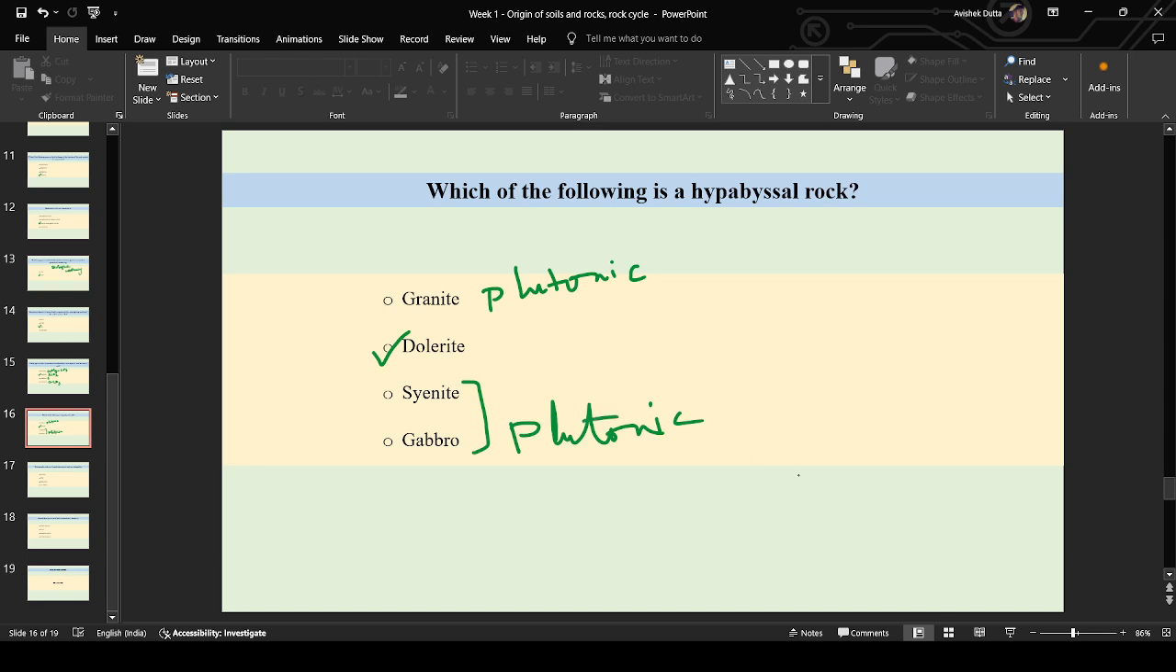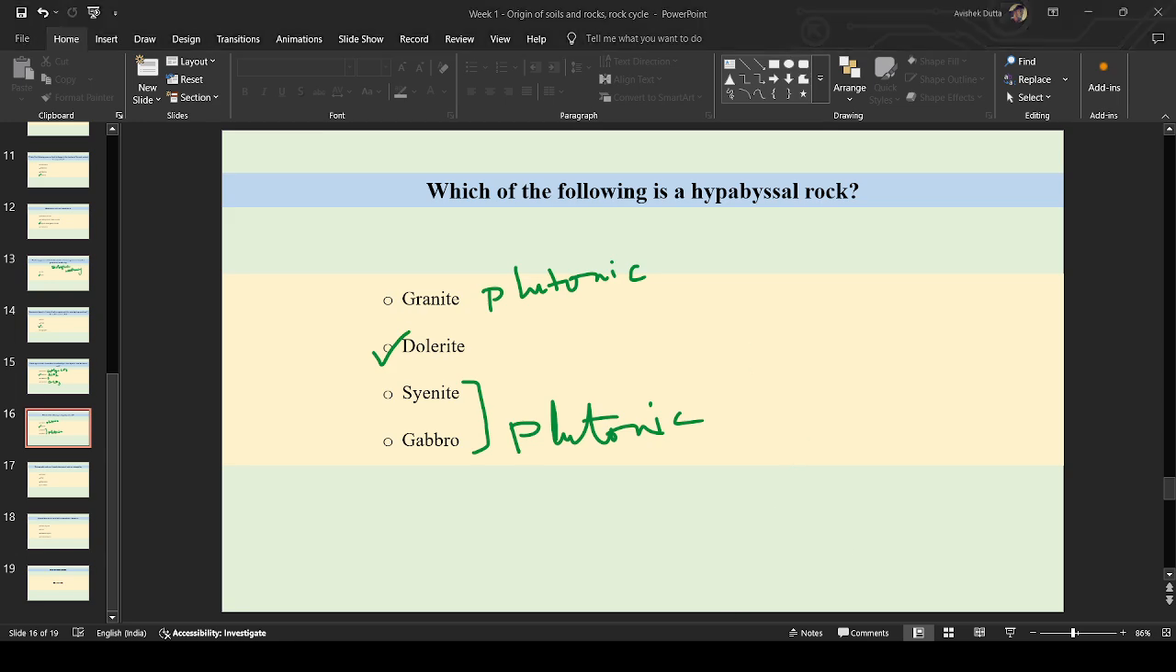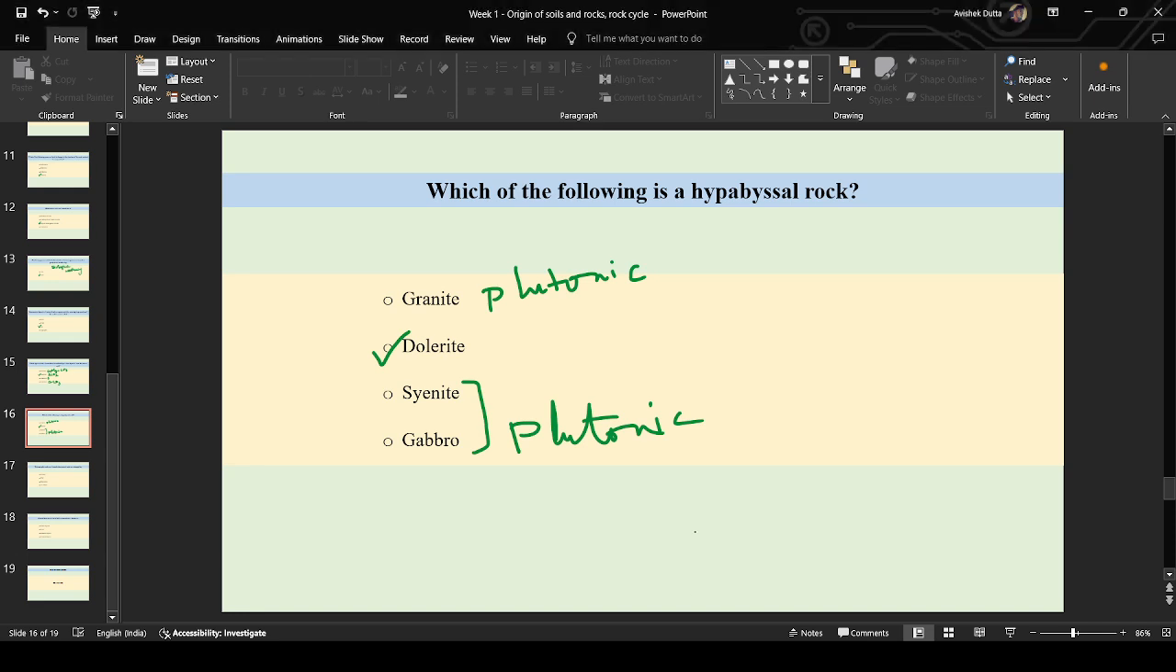Okay. Granite, syenite, and gabbro, all three are plutonic rocks formed at a great depth inside the Earth's crust. There are no volcanic rocks over here, but an example is basalt. Basalt or andesite, they are volcanic rocks. Over here, dolerite is the answer. It is an example of hyperbasal rock. Okay.